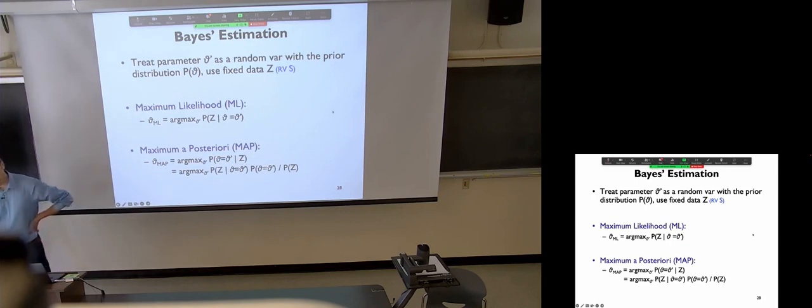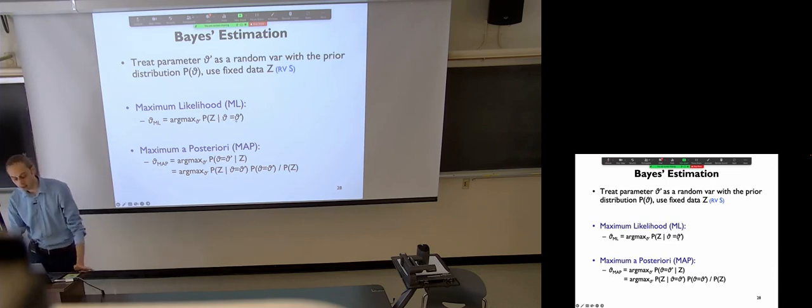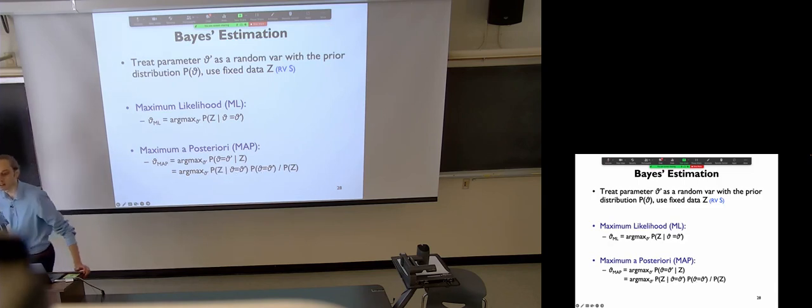So we can do two types of inferences here with Bayesian estimation. We can do maximum likelihood, where we just maximize the likelihood of the data Z given a particular parameter, or we can do something called the maximum a posteriori, MAP, estimate. For the MAP estimate we take the maximum of the posterior of theta given the data Z, which is equal to the prior of theta times the likelihood of Z given theta, divided by the normalization constant.